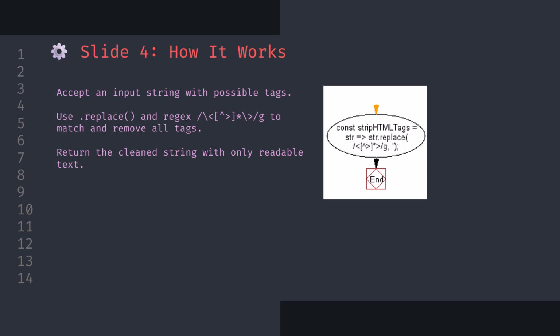The regular expression works by locating anything that starts with an opening angle bracket and ends with a closing angle bracket. Inside that, it accepts any characters except a closing angle bracket. When matched, those tags are replaced with an empty string. This gives us a text-only version of the original content.